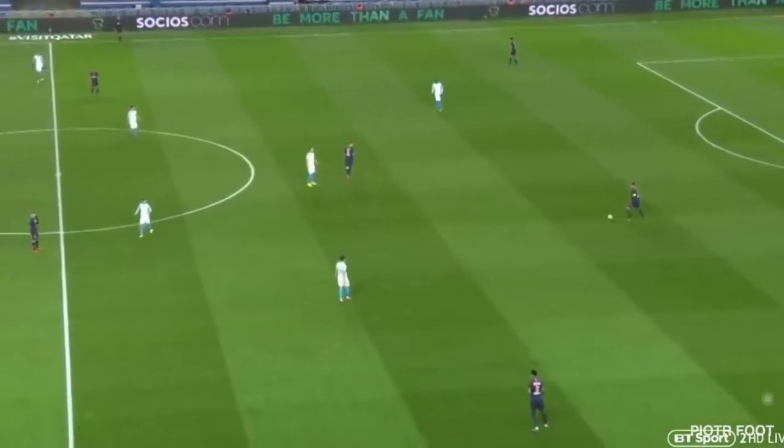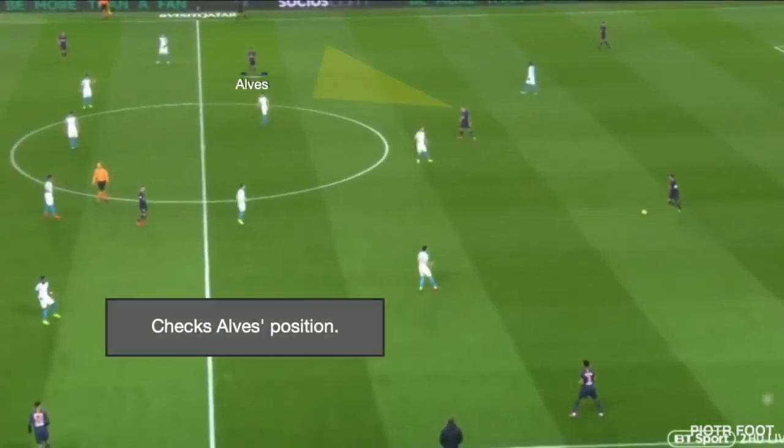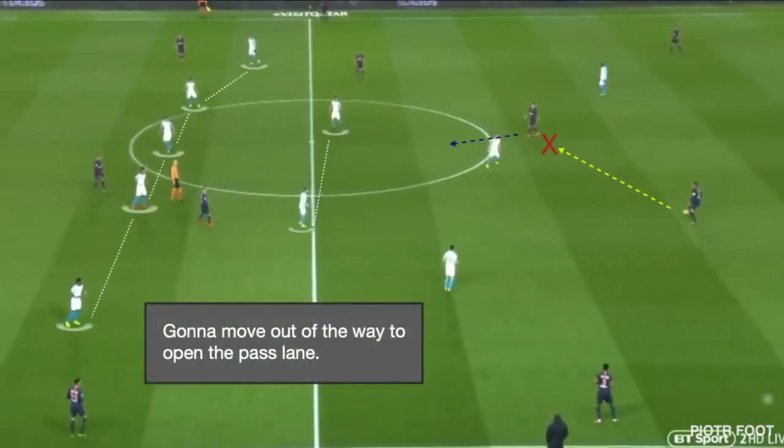And finally, a number 6 must be able to create pass lanes. Here Silva's got some space, but there's something else. Paredes checks for Alves's position. And then he's gonna move his body out of the way to open the pass lane. Those details tend to go unnoticed and look simple, but how many do it really well?